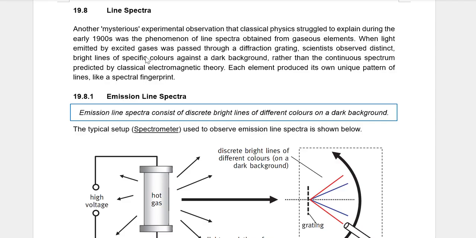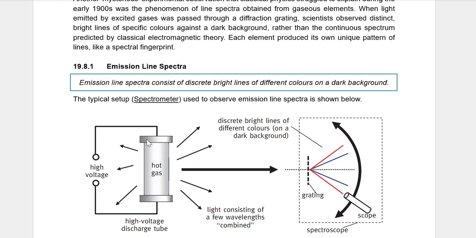When light emitted by excited gas was passed through a diffraction grating, scientists observed distinct bright lines of specific colors against a dark background, rather than a continuous spectrum as predicted by classical electromagnetic theory. Each element produced its own unique set of lines, like a spectral fingerprint. That means if this gas is hydrogen, hydrogen produces some colors. If this gas is some other gas, it produces a different set of colors, unique to the type of gas. So hydrogen always produces the same colors, right?